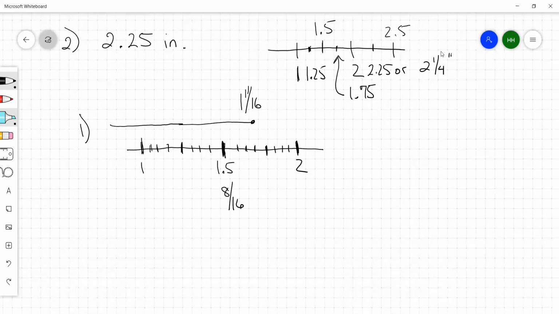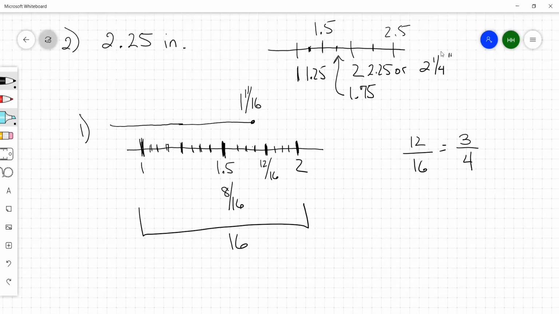All right, if you got 1, 2, 3, 4, 5, 6, 7, 8 marks between 8 marks and a half of an inch, then you have 16 marks in the whole inch, and every mark is a 16th of an inch. So halfway is 8, 9, 10, 11, 12/16, right? This is 12/16. What does 12/16 simplify to? Good. 3/4, right? 12/16 is the same as 3/4, and 3/4 is the same as 0.75. So if you were right here, that's your 1.75, isn't it? And in 16ths, it's 1 3/4 of an inch.